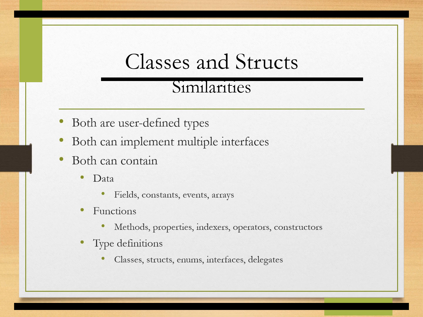What are the functions here? The function is the method, or the property, or the indexer, or the operator, or the constructor. What is the type definition? The type definition is a class, or a structure, or an enum, or interfaces, or delegates. So what is the data? Data is the field. Fields are constants, events, or arrays.